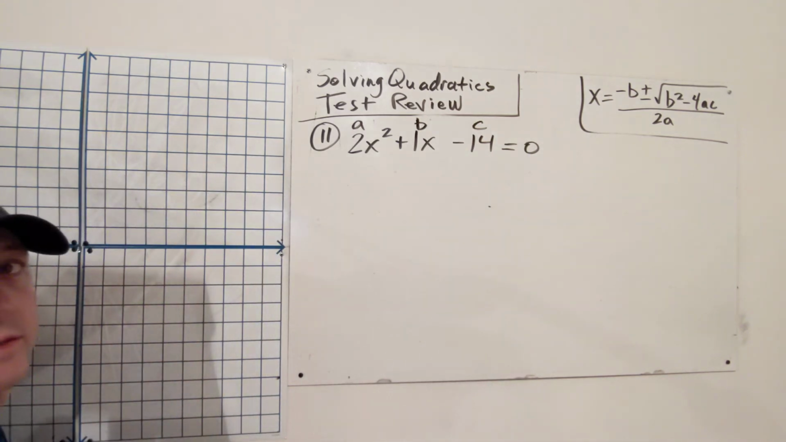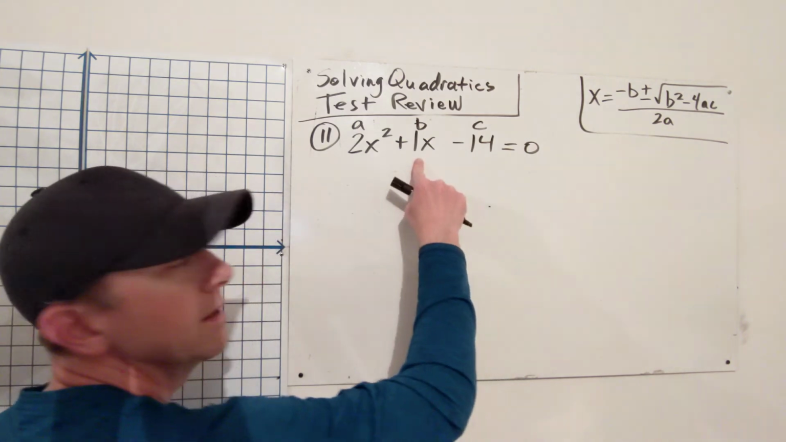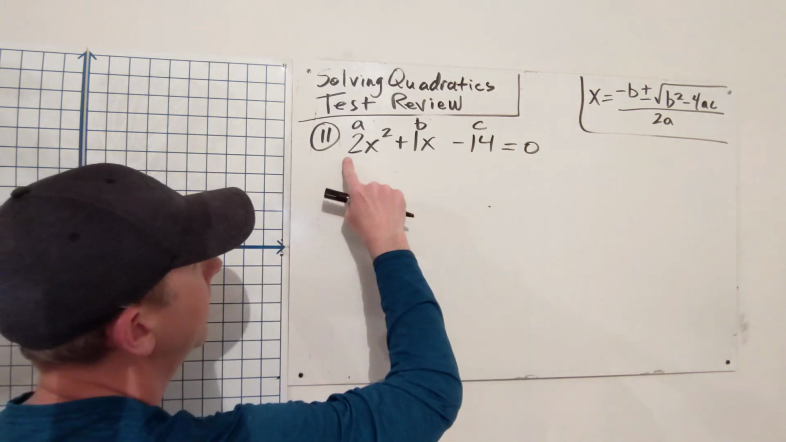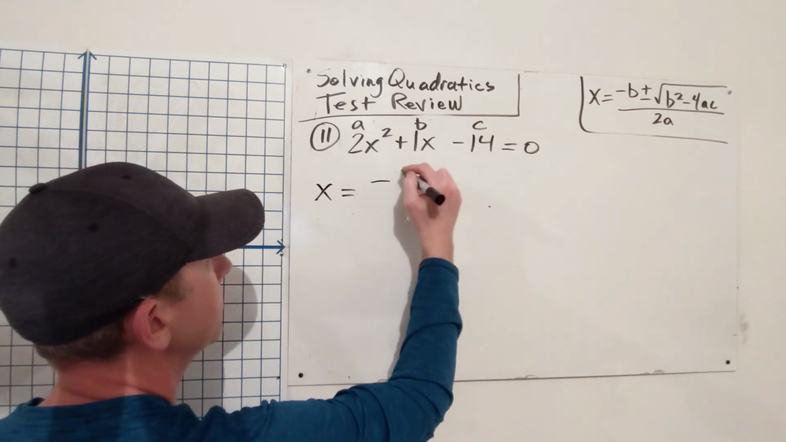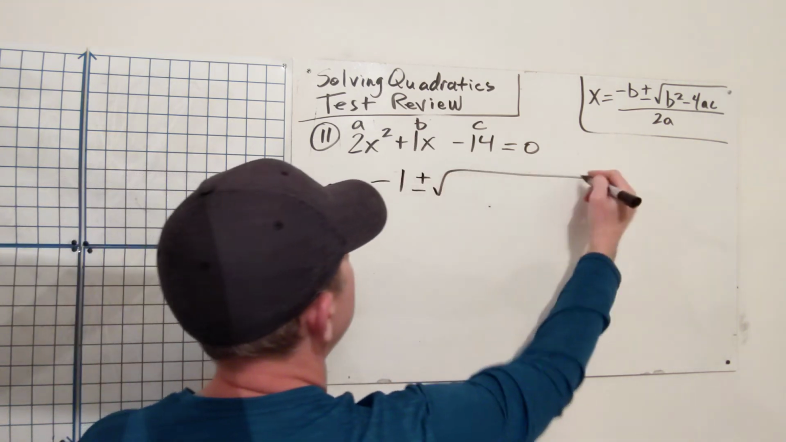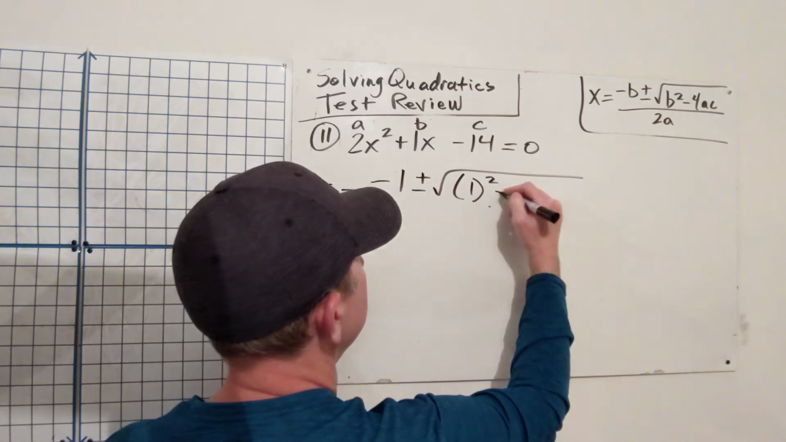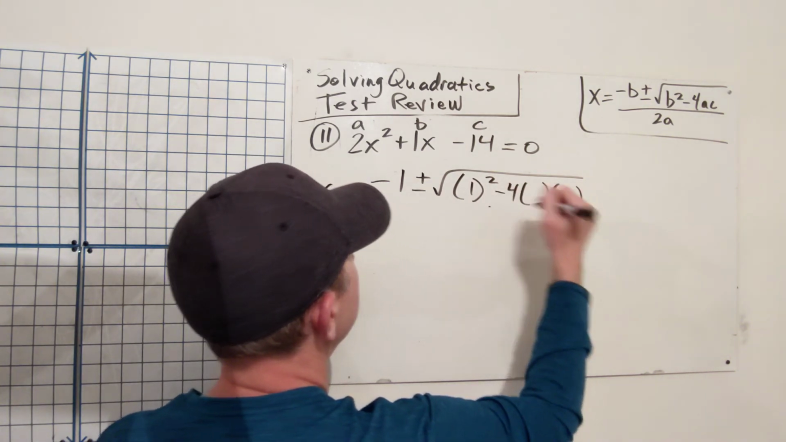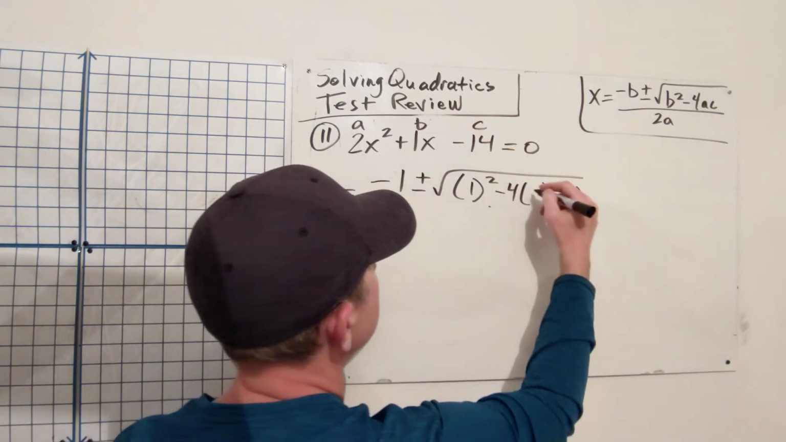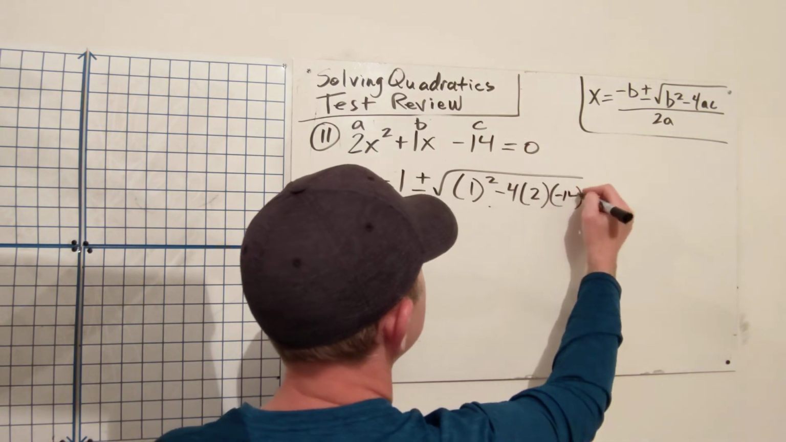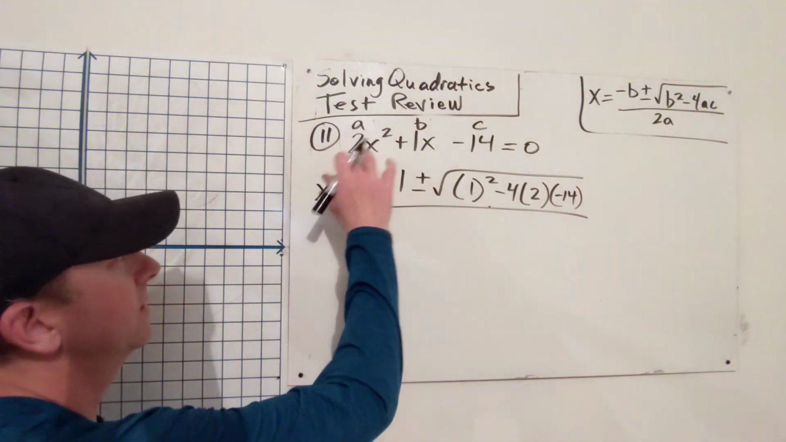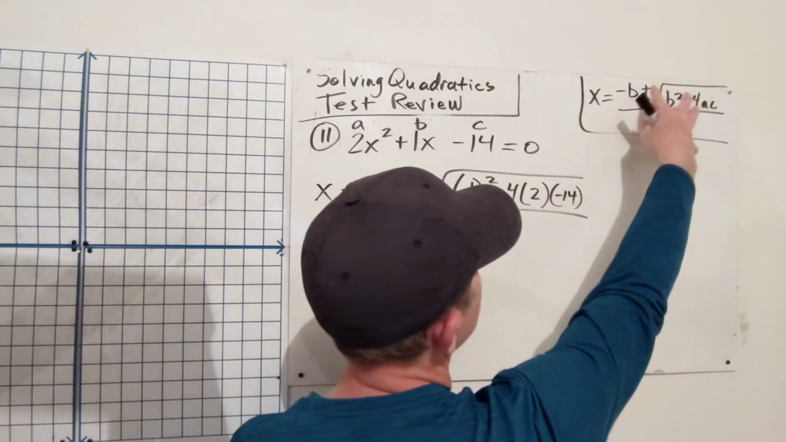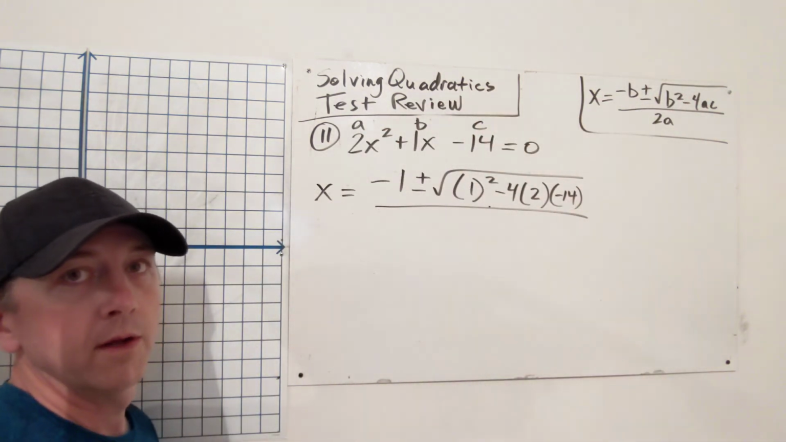Okay, so there's A, B, and C. So B is the one with the variable, just x. A is the one that's out front with x squared. So here we go. We go x equals opposite of B, so negative 1 this time, plus and minus the square root of b squared minus 4a times c. So 2 and negative 14. So really, I know I'm going quick here, but that's all I did was substitute these. I labeled A, B, and C, and I'm plugging them into the spot where they go with the formula.